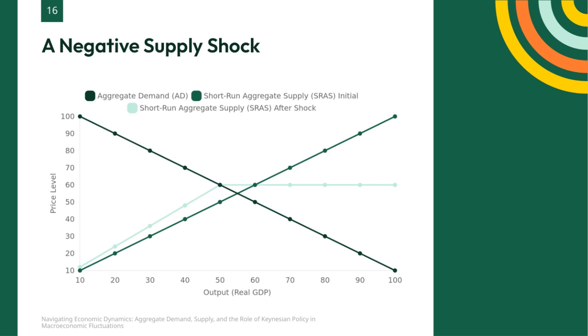Meanwhile, the aggregate demand curve slopes downward, consistent with the typical inverse relationship between price level and output demanded. The key takeaway is that a negative supply shock drives up prices and reduces output, illustrating how disruption on the supply side can lead to inflationary pressures and lower economic growth in the short run.